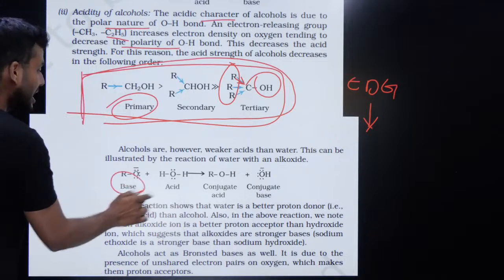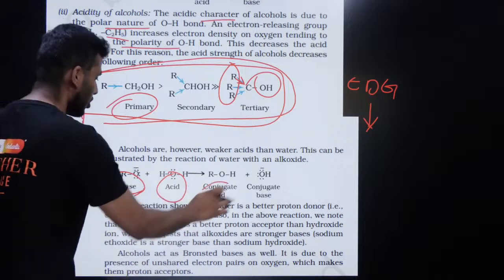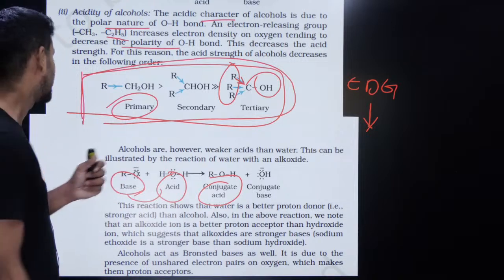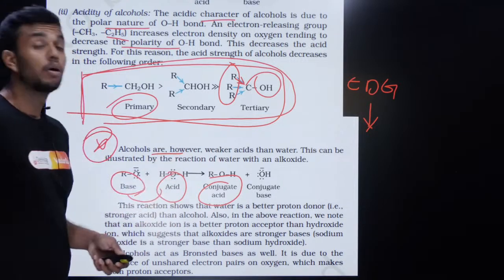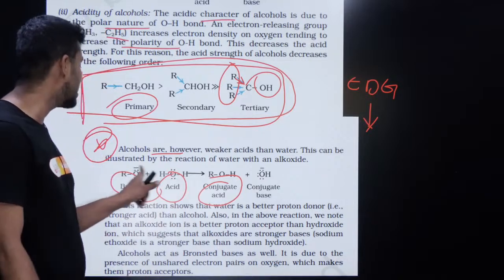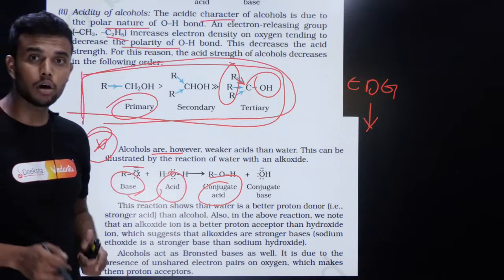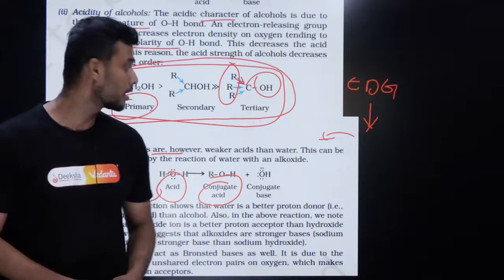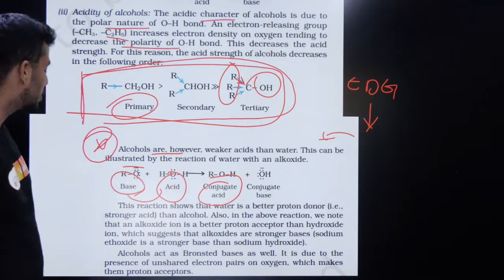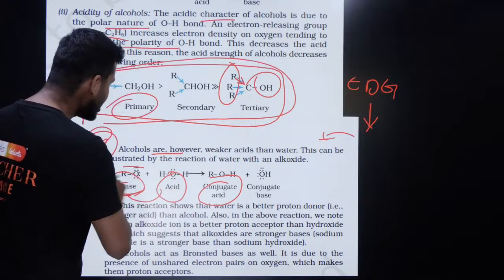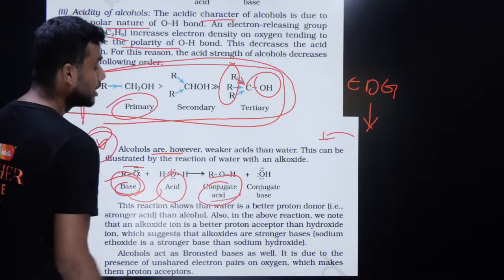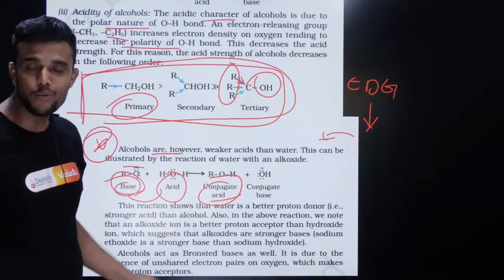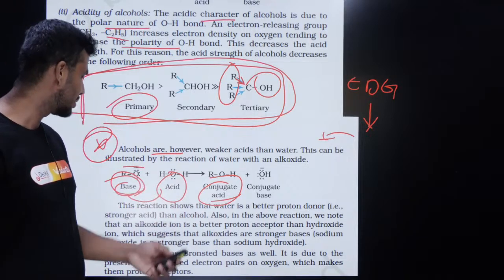For example, it acts as a base or acid, and a conjugate acid and conjugate base are formed. Whenever we react alcohols, one important point is there: alcohols are weaker acids than water. This can be illustrated by this reaction. Why are alcohols weaker acids than water? Definitely they ask this question: give reason why alcohols are weaker acids than water. Because whenever we react the alcoholic base with acid, it forms a conjugate acid and conjugate base. That's why alcohols are always weaker acids than water. Very simple, students.